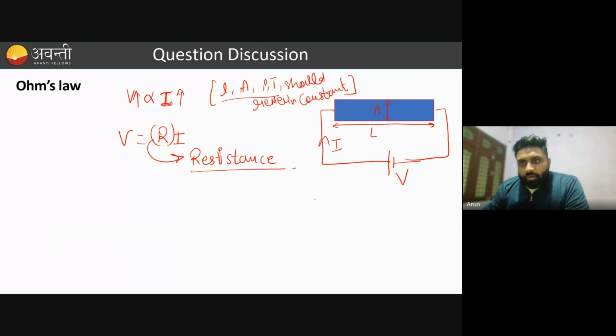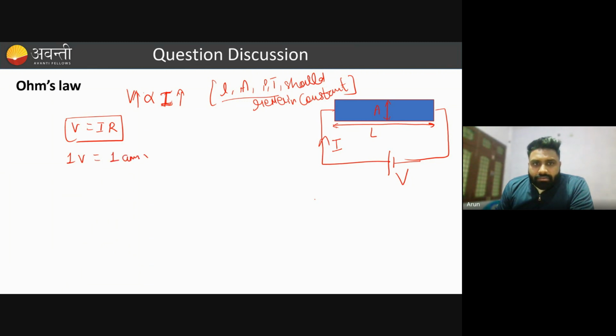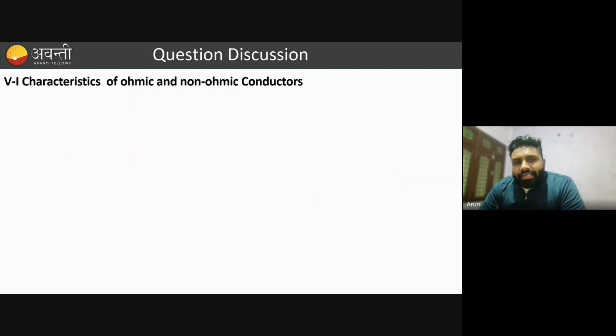Okay, got it? Now this is a very simple form of Ohm's law: V equals I R. For 1 volt of potential difference, 1 ampere of current will flow through 1 ohm of resistance. The unit of resistance is ohm. You can write it like this or this. Now, I will talk about the VI characteristics of ohmic and non-ohmic conductors.